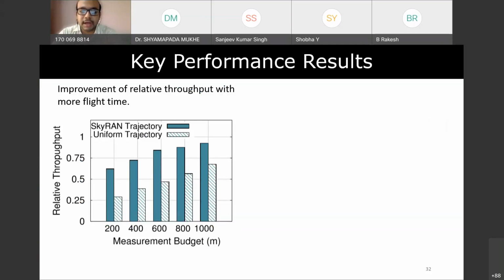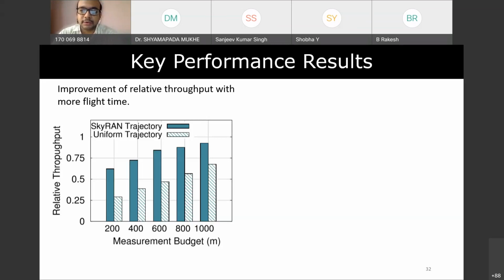If you see, with a budget of 1000 meters, we are getting close to 90% of the optimal throughput. Whereas if you randomly put your drone somewhere in the 2D space, it will get much lower than that. With just a uniform trajectory, as you see, it is always getting something close to 40 to 50% of our SkyRAN.